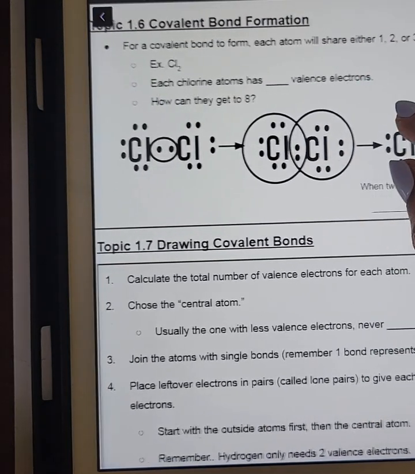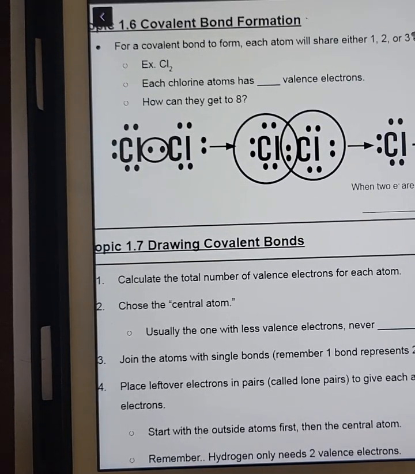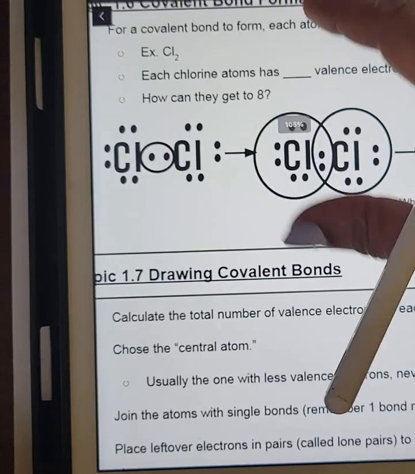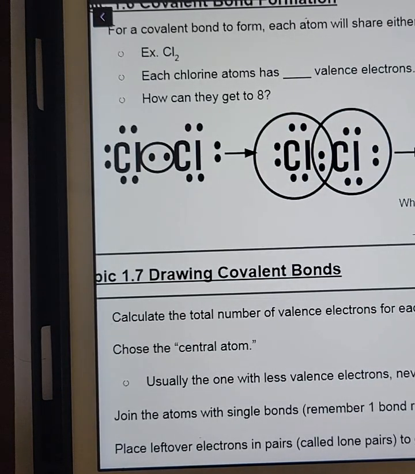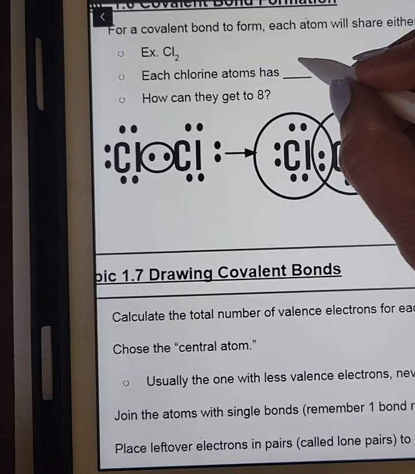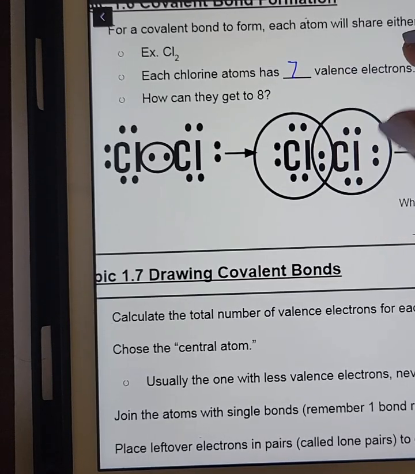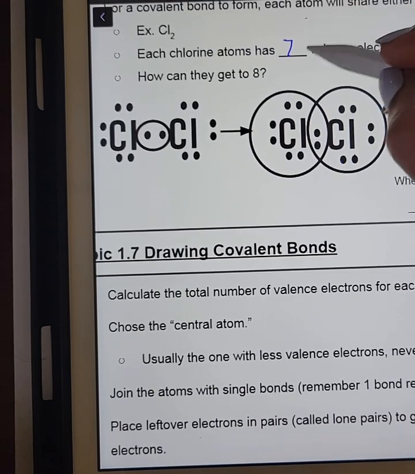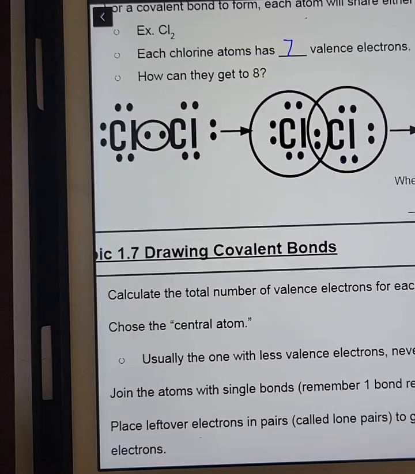Okay, for a covalent bond, each atom will share 1 or 2 or 3 electrons. 1 is a single bond, 2 will be a double bond, and 3 will be a triple bond. So here, chlorine has 7 electrons. It needs 1 more. That means it will share how many more electrons? One more. It already has 7 valence electrons, and needs only one more.